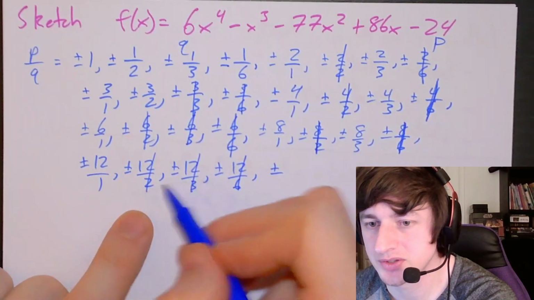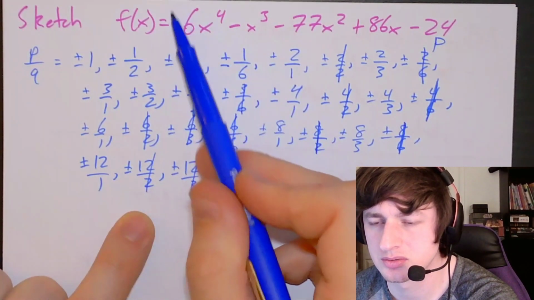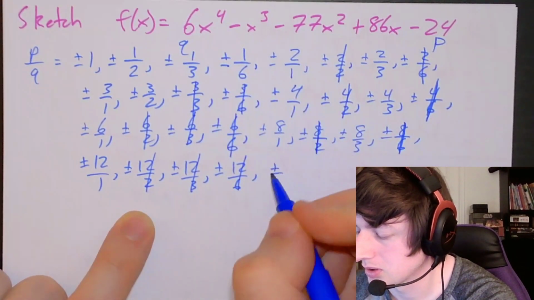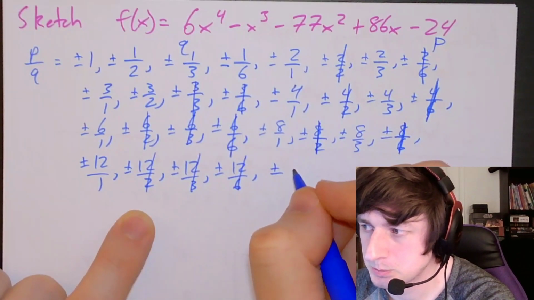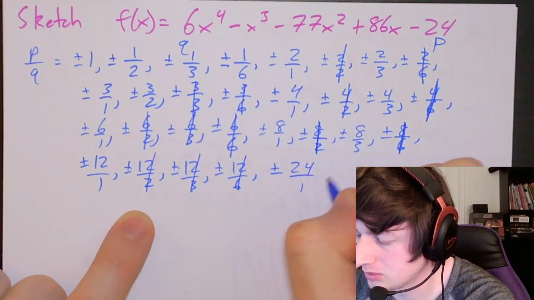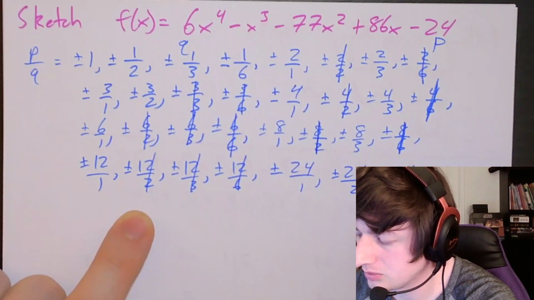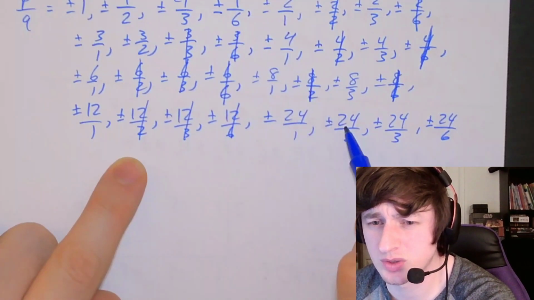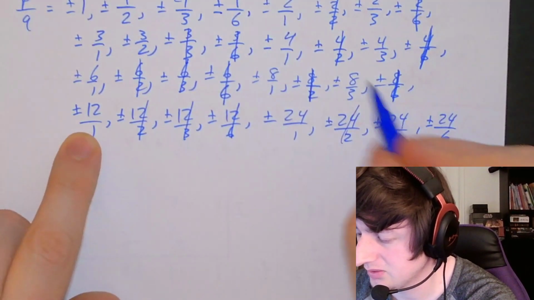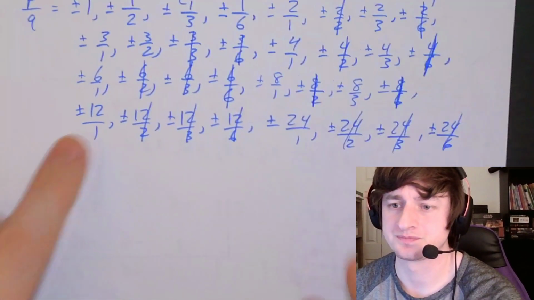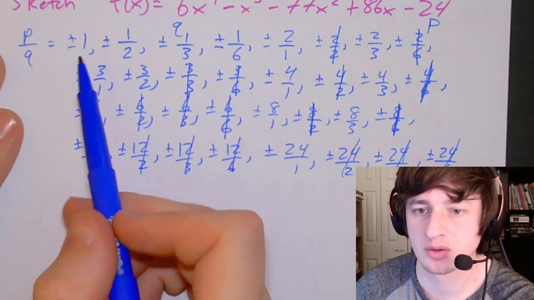These won't always simplify so nicely, especially if these don't have similar factors. 6 and 24 have similar factors, but in this case they do. So 24 over 1, plus or minus 24 over 2, plus or minus 24 over 3, plus or minus 24 over 6. This is 24. This is 12, which we already did. This is 8, which is over here. And this is 4, which we did here. So lots of duplicates. We don't have to check those. We just have to check the ones we didn't cross out.